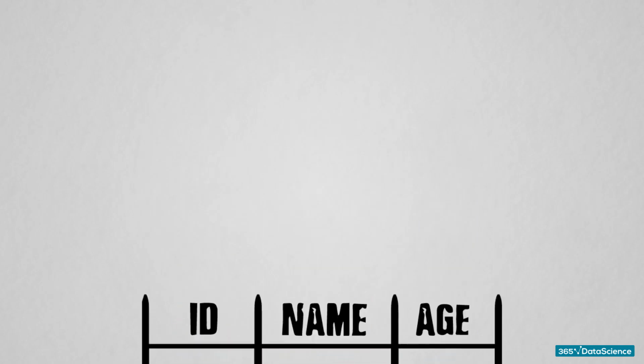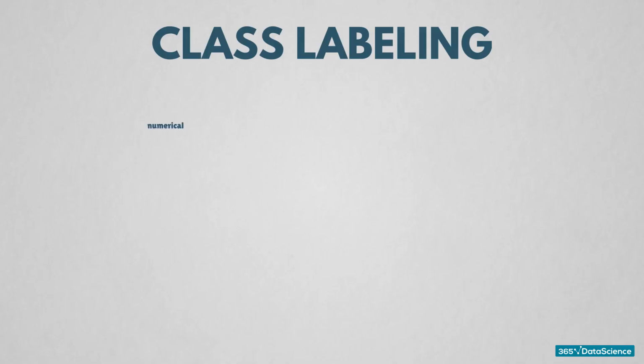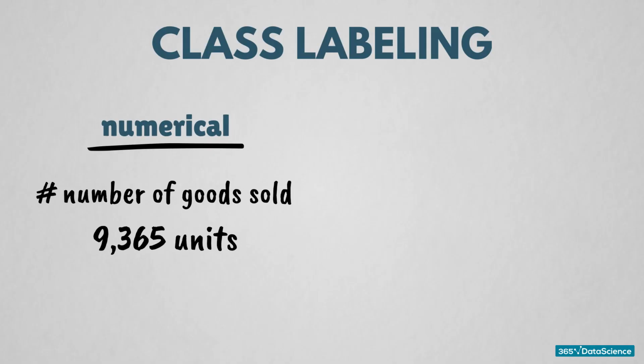Perfect. So, let's delve into the specific techniques that are applied while pre-processing raw data. One technique is class labeling. This involves labeling the data point to the correct data type, or arranging data by category. One such category is numerical. For example, if you are storing the number of goods sold daily, then you are keeping track of numerical values. These are numbers which can be manipulated, such as the average number of goods sold per day or month.